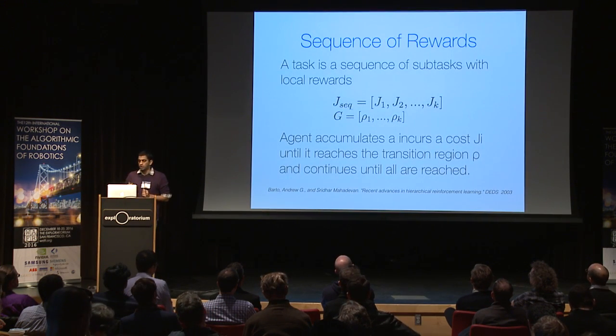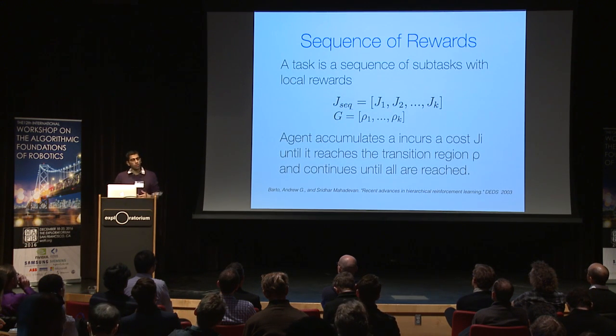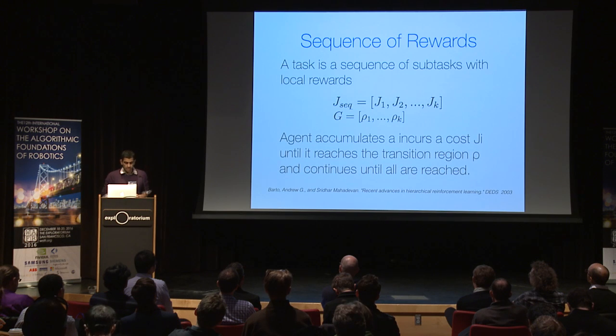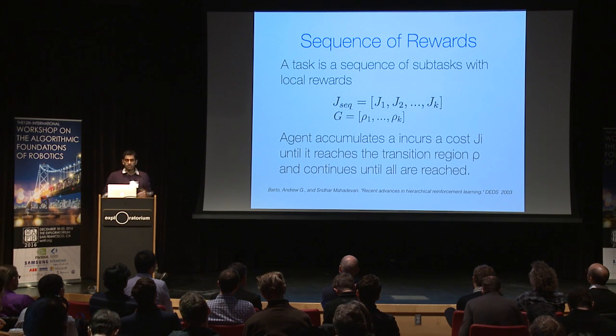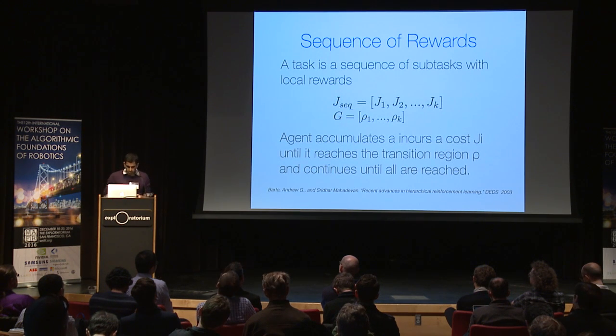So we decided to explore a variant of this problem. Instead of trying to infer a single reward or cost function, can we have a task model where we look at a sequence of reward functions? That is, there is a sequence J_1 through J_k, and the agent accumulates cost or reward with respect to each one of these functions until a transition condition is met. And the transition condition is just a subset of the state space.